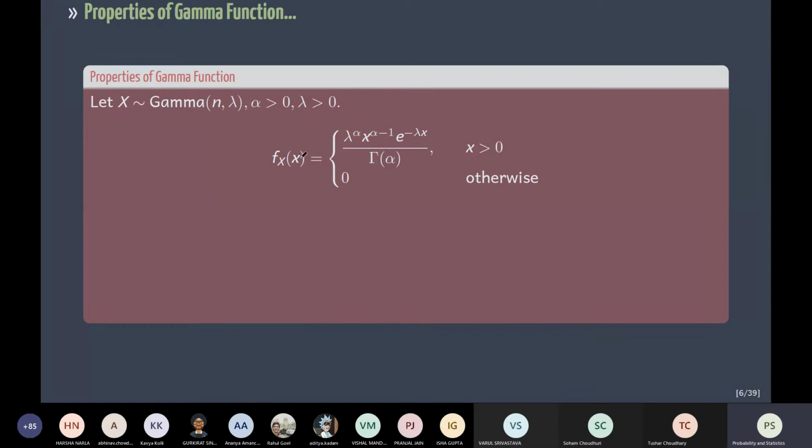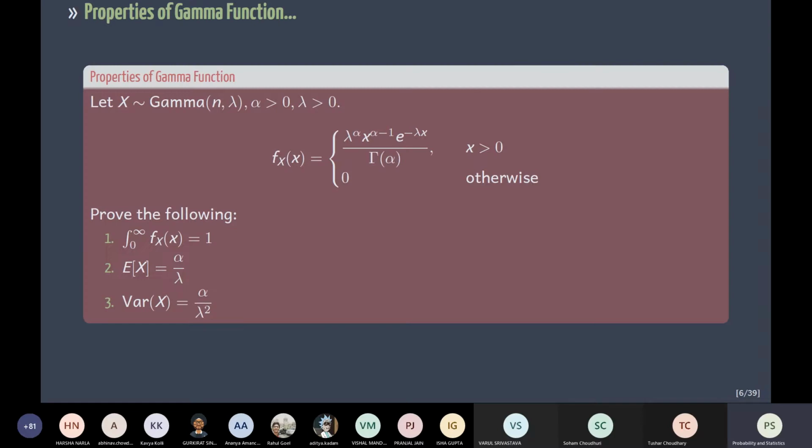So what are the properties of gamma distributions? For instance, for any distribution, the integral of the PDF from minus infinity to infinity must be 1. Minus infinity to 0 is anyway 0, so the integral from 0 to infinity must be equal to 1. Expectation of x must be alpha by lambda, and variance of x must be alpha by lambda square. These are the properties of the gamma distribution.